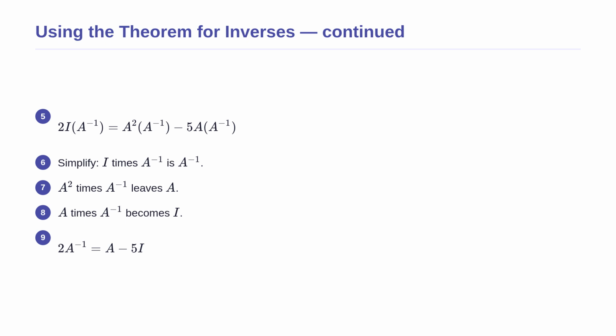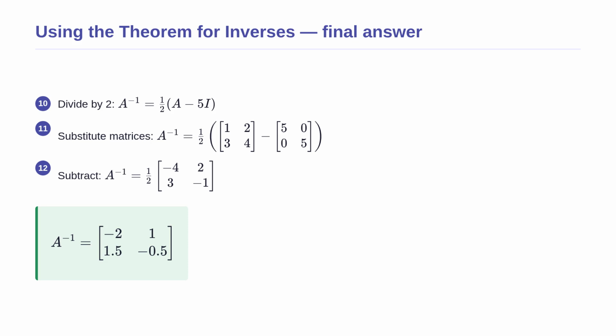The equation simplifies beautifully to 2A inverse equals A minus 5I. We no longer have any squared matrices. To finish solving for the inverse, we simply divide the entire equation by 2.